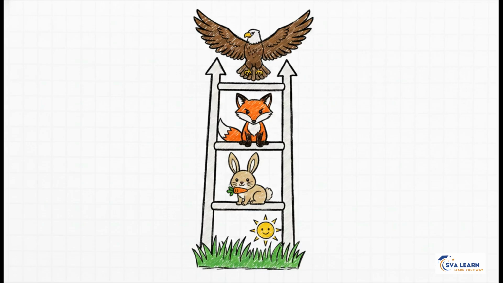I want you to think of trophic levels as rungs on a ladder. At the very bottom rung, we have our autotrophs, or producers, capturing the sun's energy. Step up to the second rung, and you've got herbivores, the primary consumers that eat the plants. Step up again to the third rung, and you find small carnivores. Keep climbing to the fourth rung, and you hit the larger apex carnivores. Every single step represents a distinct trophic level.